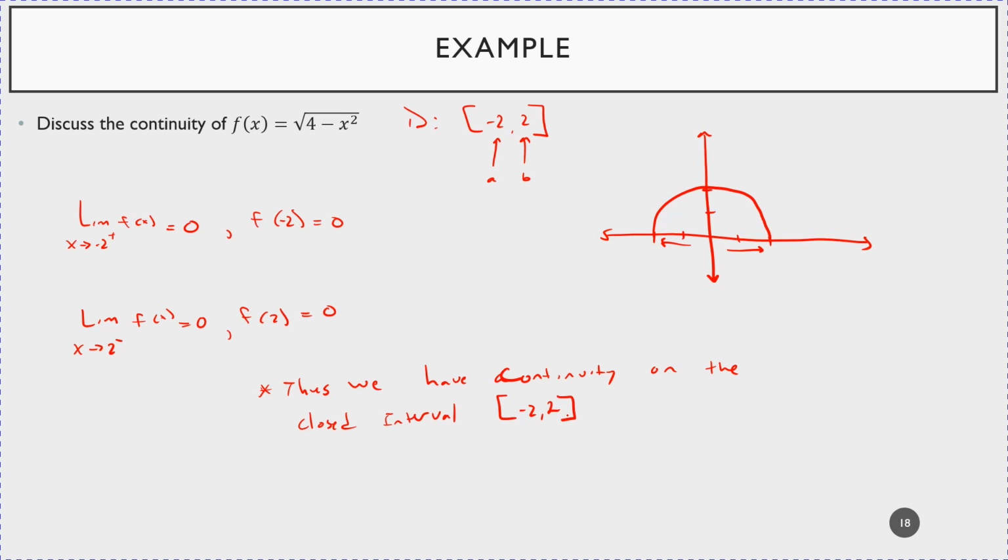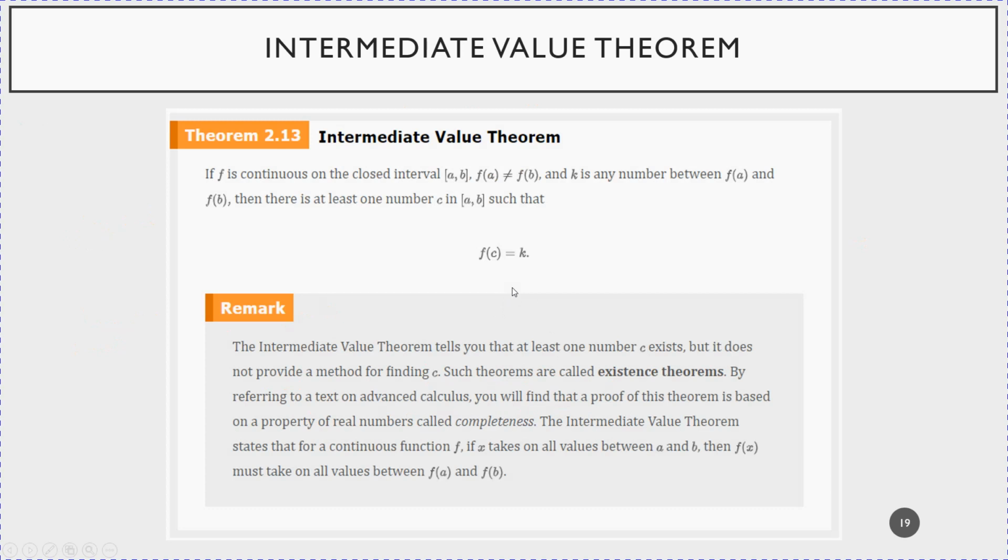Okay, let's end this lecture talking about, just real briefly, I just want to introduce this thing called the intermediate value theorem, and then I just want to show you one quick example of it. So f is continuous on the closed interval from a to b, and f of a is not equal to f of b. Okay, so let me show you what that looks like.